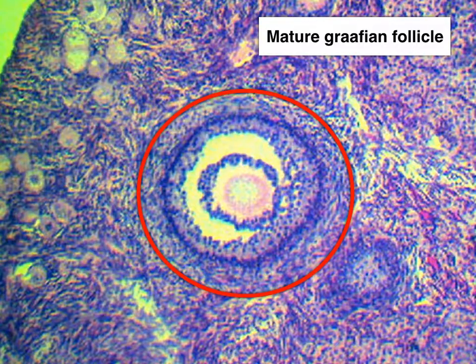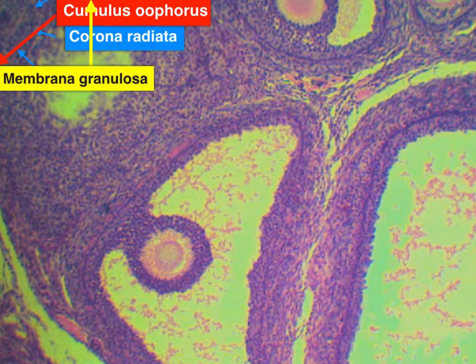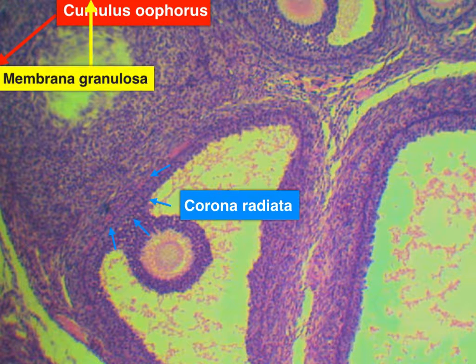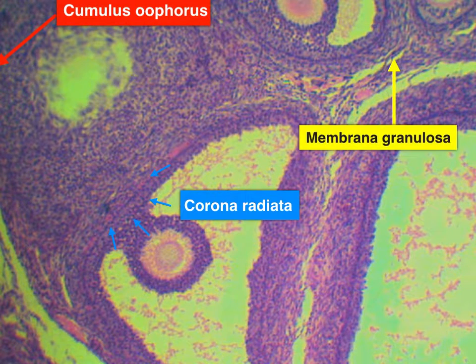We will dissect this mature graafian follicle. You can see that the oocyte is attached to the wall by the cumulus oophorus, and also the collective lining of granulosa cells, collective mass of cells, we call the corona radiata. And also the presence of membrana granulosa pointed by the yellow arrow, importance of which is responsible for the production of our hormones, the estrogen and the progesterone.